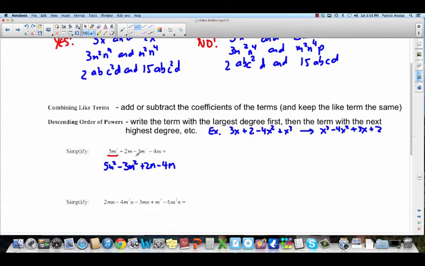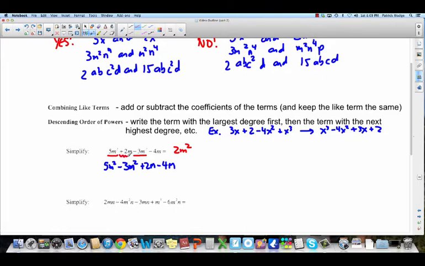This one is, and I underline including the sign in front. So I have 5m squared minus 3m squared, which is 2m squared, right? Subtract the coefficients, 5 minus 3, and keep the m squared the same. And then I look for another like term.